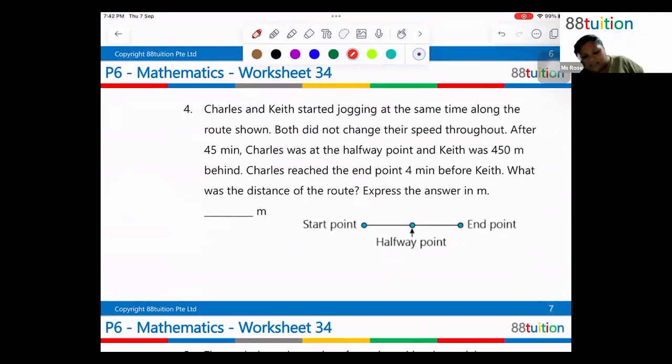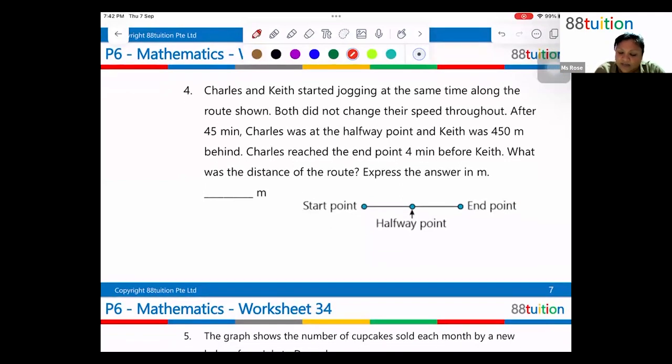Question number 4 is a speed question. Who got it right? Let me see. Oh, only Pauline got it right. Well done, Pauline. Okay, not too bad. Now, let's see. So we have Charles and Keith. Charles and Keith started jogging at the same time. So the clue is same time along the route shown.